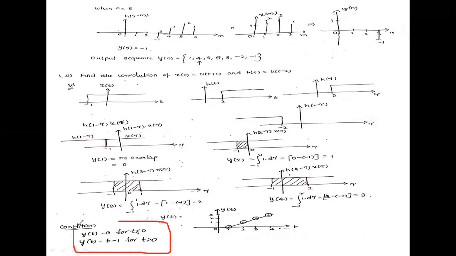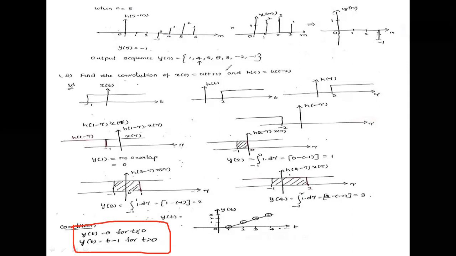This is the condition we got after finding the convolution of x of t, u of t plus 1 and u of t minus 2. What is y of t? It is 0 for t less than or equal to 0, and for t greater than 0 it is t minus 1. Every time t increases, y of t also increases correspondingly. Got it, my dear students?